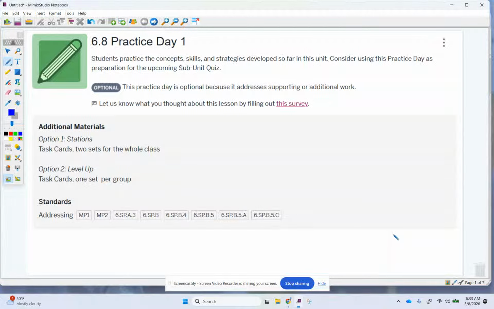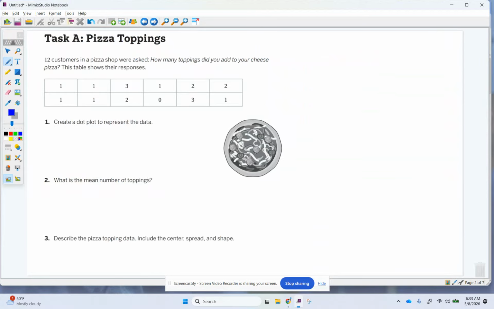Okay, so today in class we worked on the 6.8 practice day one because we have a quiz the next time we meet. And so here we go. It starts out with a pizza task. It says create a dot plot to represent the data.